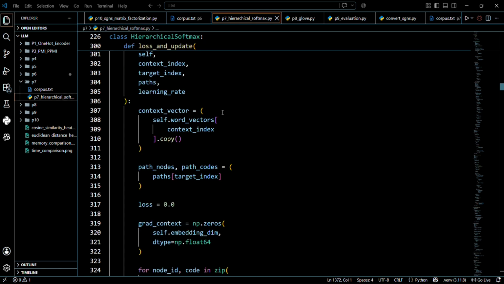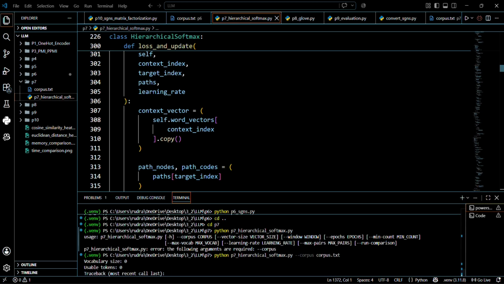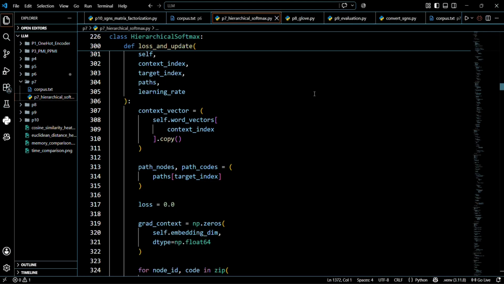For training, I derive and implement the gradients for both the internal node vectors and the context word vectors. These gradients are then used to update the parameters with gradient descent. The loss is accumulated over the internal nodes on the target word's path.